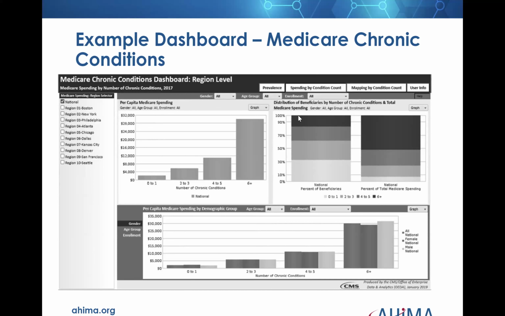Another area that Medicare is especially interested in is chronic conditions. This is reflected in the HCC reimbursement model that some of you are familiar with from your time in the reimbursement class. And this is talking about the per capita Medicare spending. So in other words, if a patient has 6 or more chronic conditions, they're spending a lot more per capita than if they had 0 to 1.